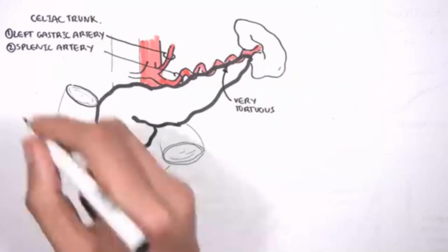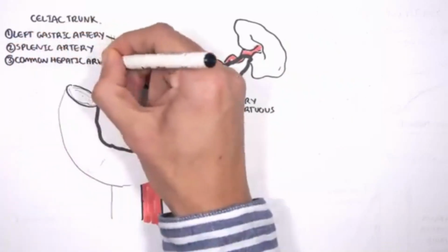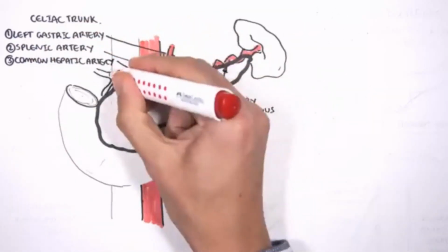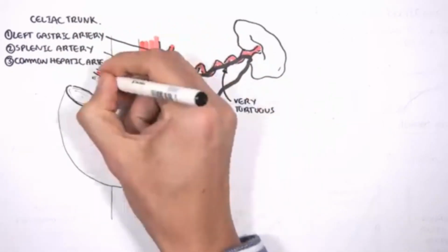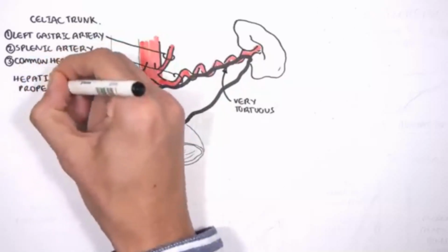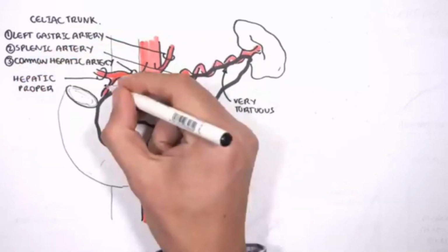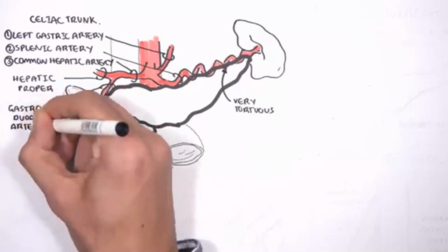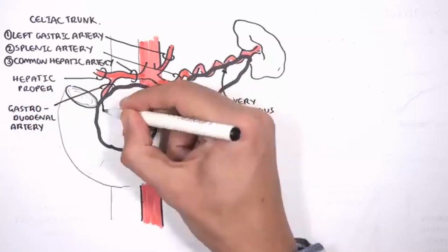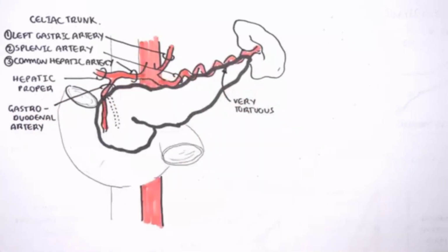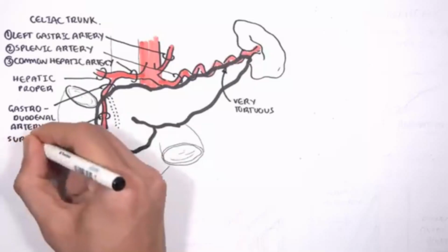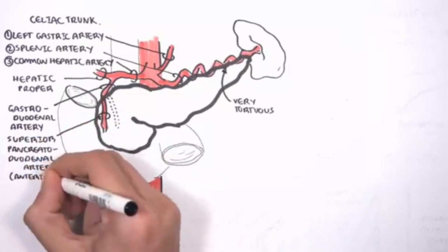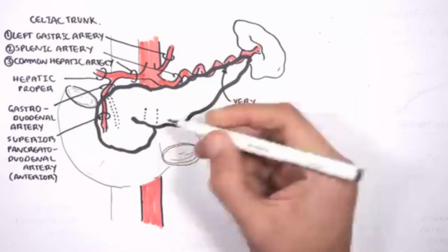The common hepatic artery is the last branch of the celiac trunk, and it will branch off to the right and has many branches. It becomes the hepatic artery proper, which will supply the liver with oxygen, but also the gallbladder nearby. The other branch is the gastroduodenal artery. The gastroduodenal artery branches again into the superior pancreaticoduodenal artery, and this has an anterior and posterior part to it. So where does the inferior pancreaticoduodenal artery come from?